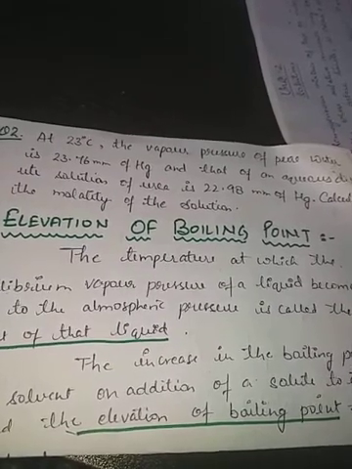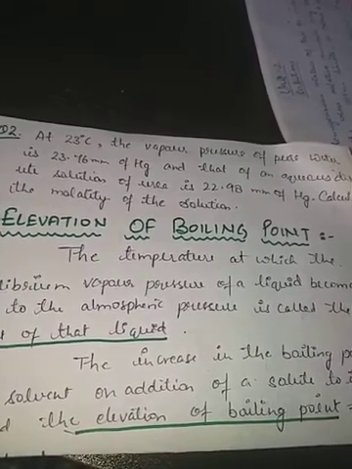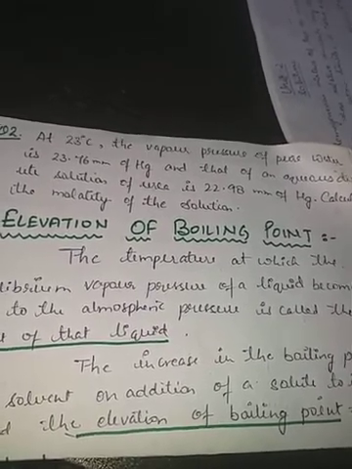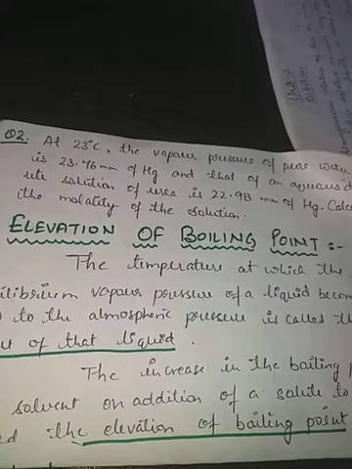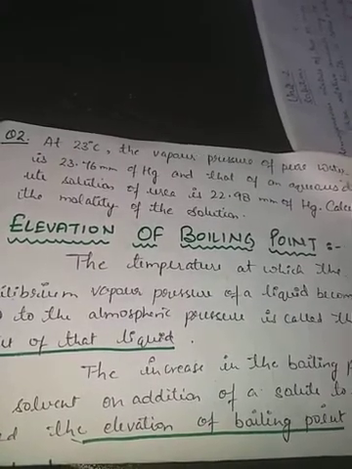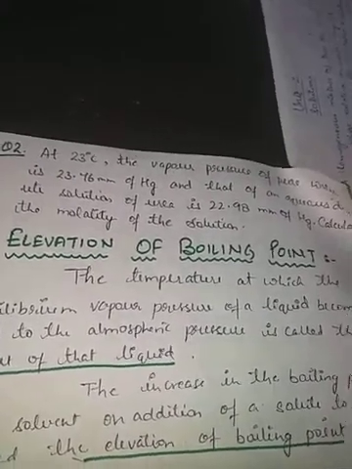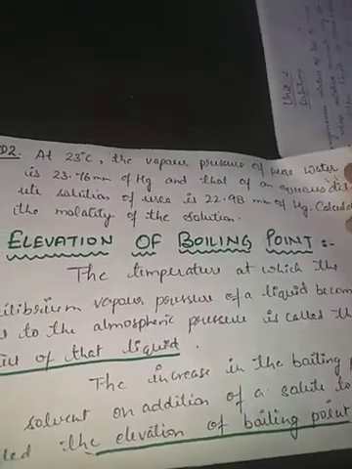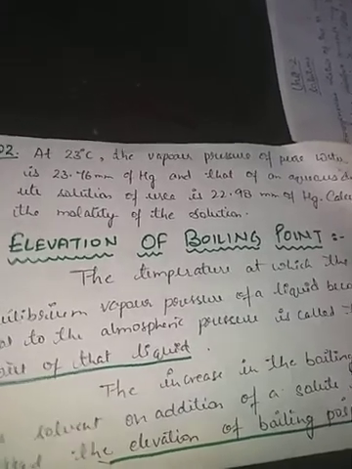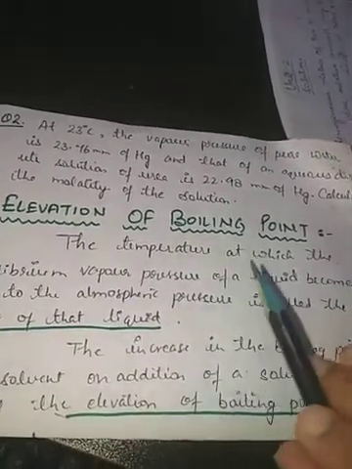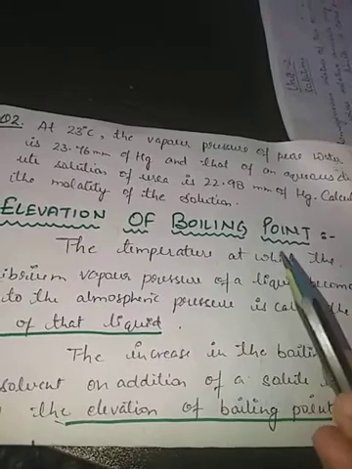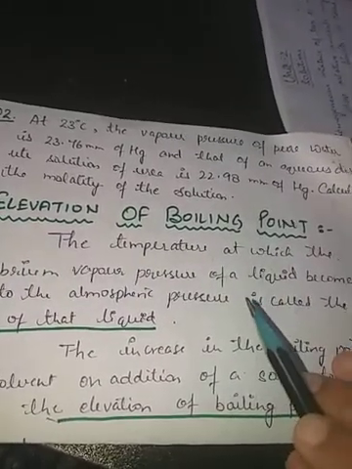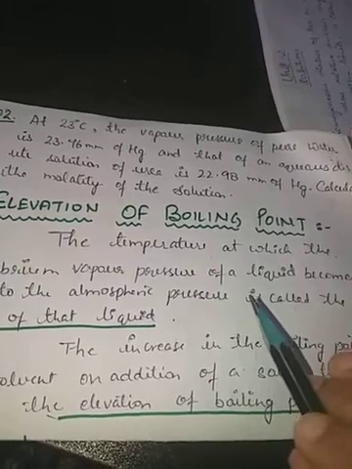Yesterday we studied that on adding a non-volatile solute to a solvent, its vapor pressure decreases. If vapor pressure decreases, it means to make its vapor pressure equal to the atmospheric pressure so that it can boil, we have to supply more heat to it. It means its boiling point will increase when there is lowering in the vapor pressure, and vapor pressure lowers on adding a non-volatile solute to a solvent.